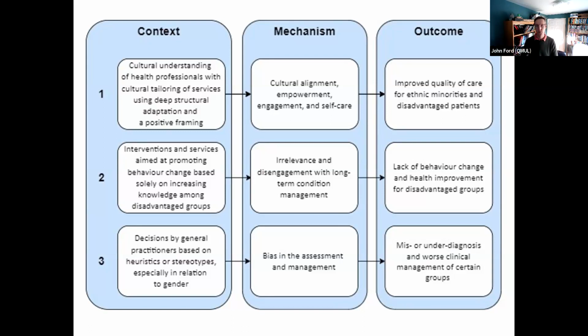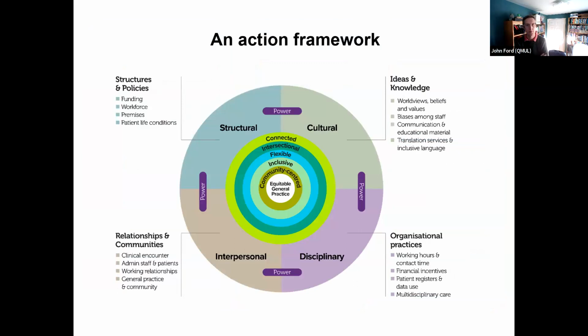And what we then did was combine all those CMOs into our overall program theory. So this is our CMOs combined into an overall program theory. You can see in the middle the 5 principles: community-centered, inclusive, flexible, intersectional, connected. I won't go through this diagram in detail, but those are the 5 principles we've structured around those 4 power domains, which we talked about, and we've set out different elements of primary care where you can apply these 5 principles. So this is what our program theory looked like at the end, and each one of these is underpinned by a series of CMOs. And as you can see, this looks quite different from our initial program theory, which is fine.